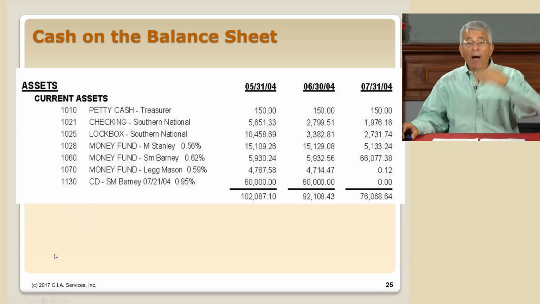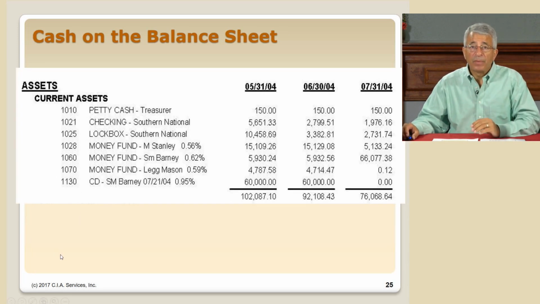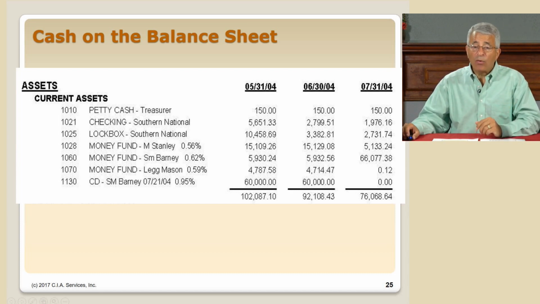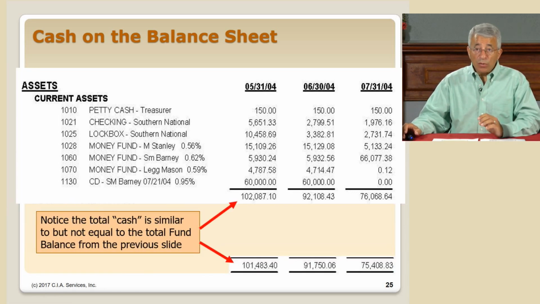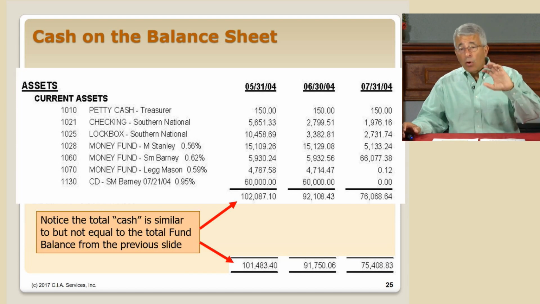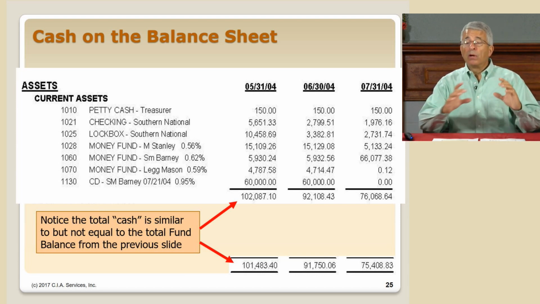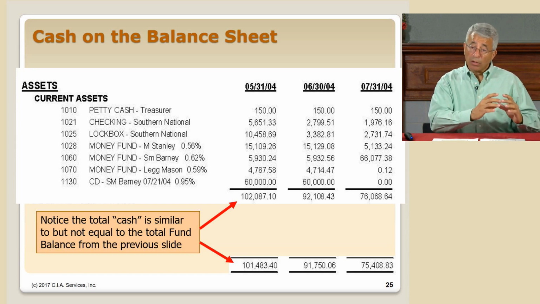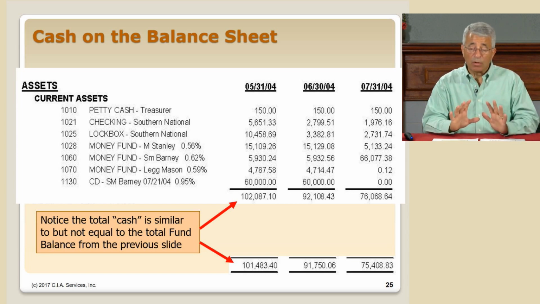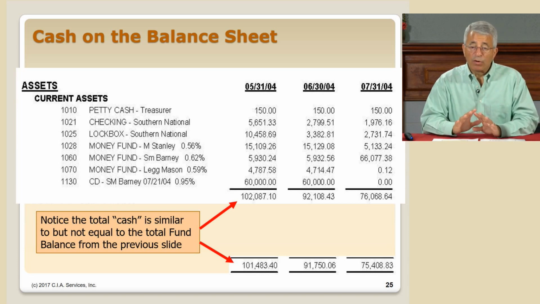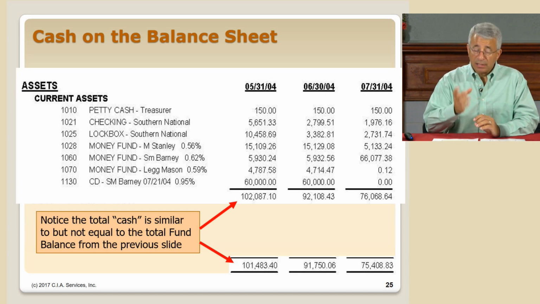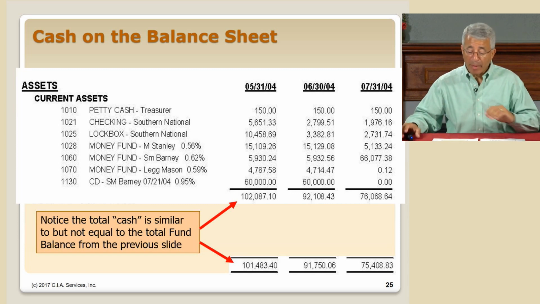Let's now look at the top of the balance sheet. The top of the balance sheet has all of our cash. This section you're looking at right now, this is the cash. And you can see that there's $102,000. The total cash is going to be similar to your net income plus all of your fund balances. It's never going to be equal for a variety of reasons, but they're going to be close. So we don't want to confuse cash with fund balances. Fund balances are always at the bottom of a balance sheet.